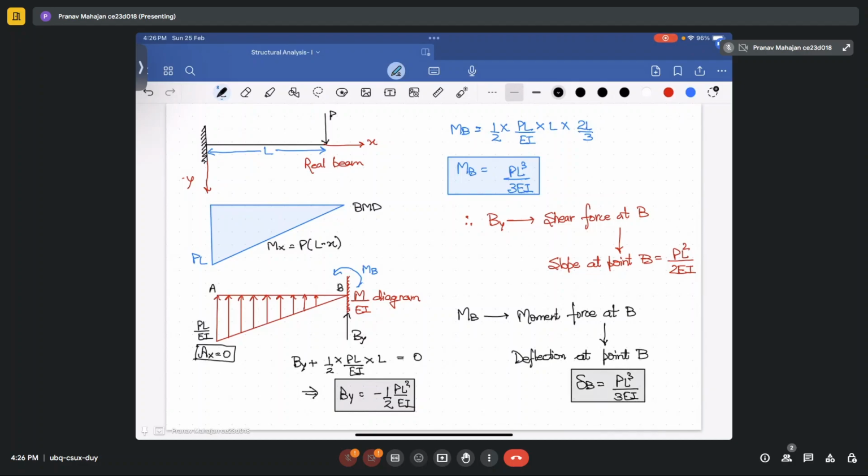Please remember, this deflection and this slope are for the main beam, and the bending moment and the shear force that you have calculated are for the conjugate beam. So don't get confused: since here it is a fixed support, how can deflection come at point B? So this deflection is for your main beam. This is also for your main beam. And this is for your conjugate beam.